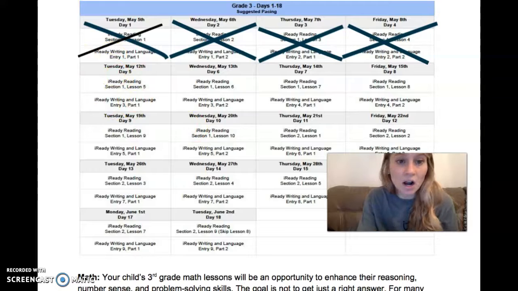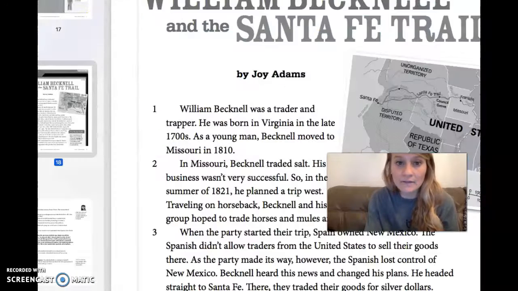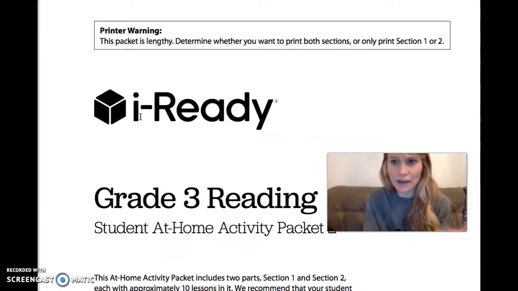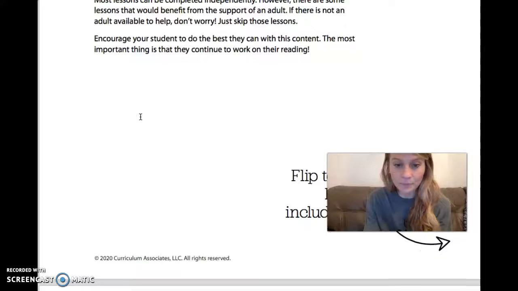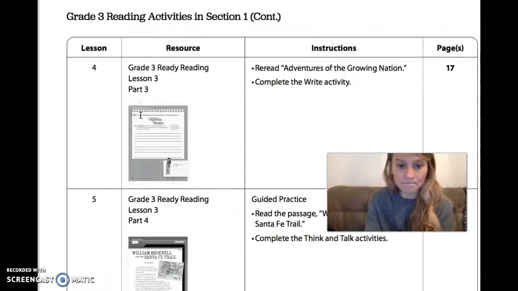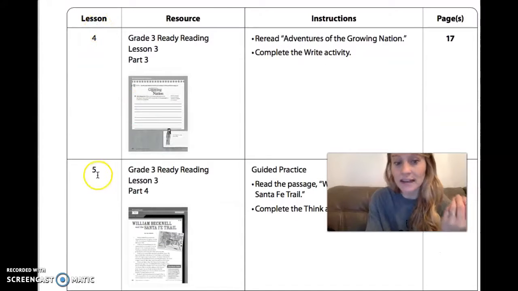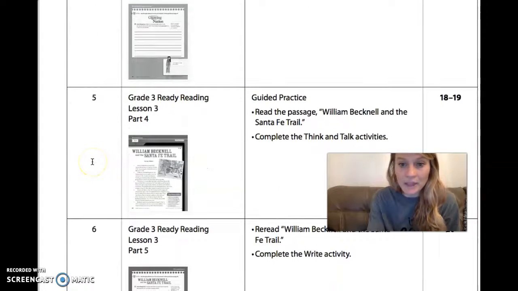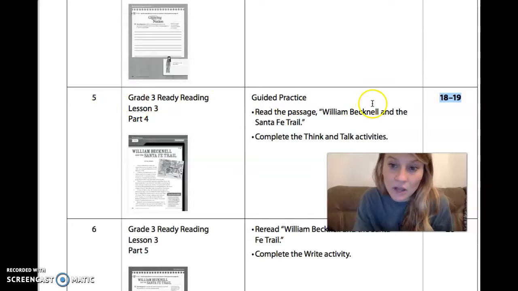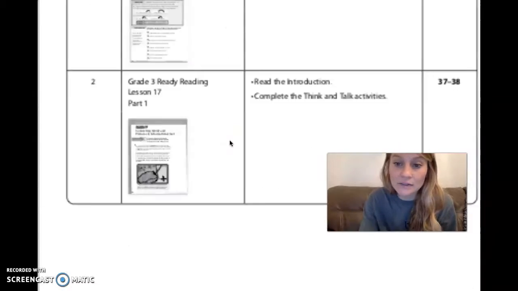So let's look at our iReady Reading, Section 1, Lesson 5. I have it all ready on mine, but I want to show you how we find this. Here's the cover of it, and you know what lesson and what section you're in because it tells you. It says section 1, lesson 5, and it even tells you the pages you're on, pages 18 through 19. So let's flip to pages 18 through 19.